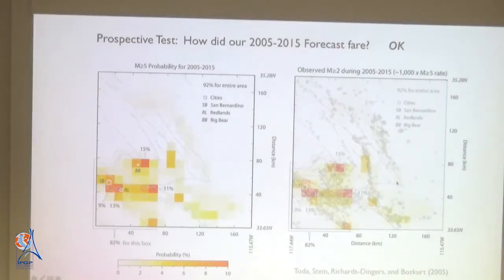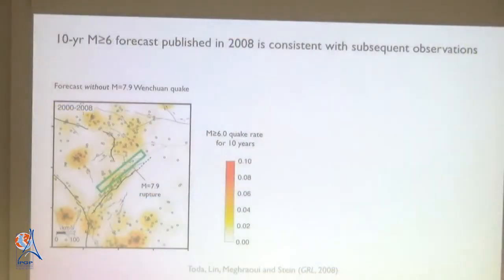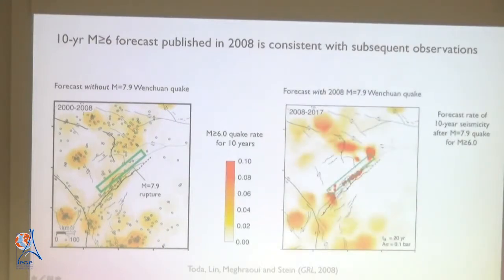Okay, here's another case. Here's the site of a magnitude 6.5 in 2017. This is a national park that was destroyed by this earthquake. And here is a 10-year forecast we published in 2008 after the Wenchuan earthquake, which is the green rectangle. Here is the background seismicity, the preceding decade of seismicity, just smoothed in the warm colors. And then here's how we thought that seismicity should change as a result of the stress contributed by the Wenchuan earthquake. You can see those two color patterns are different.